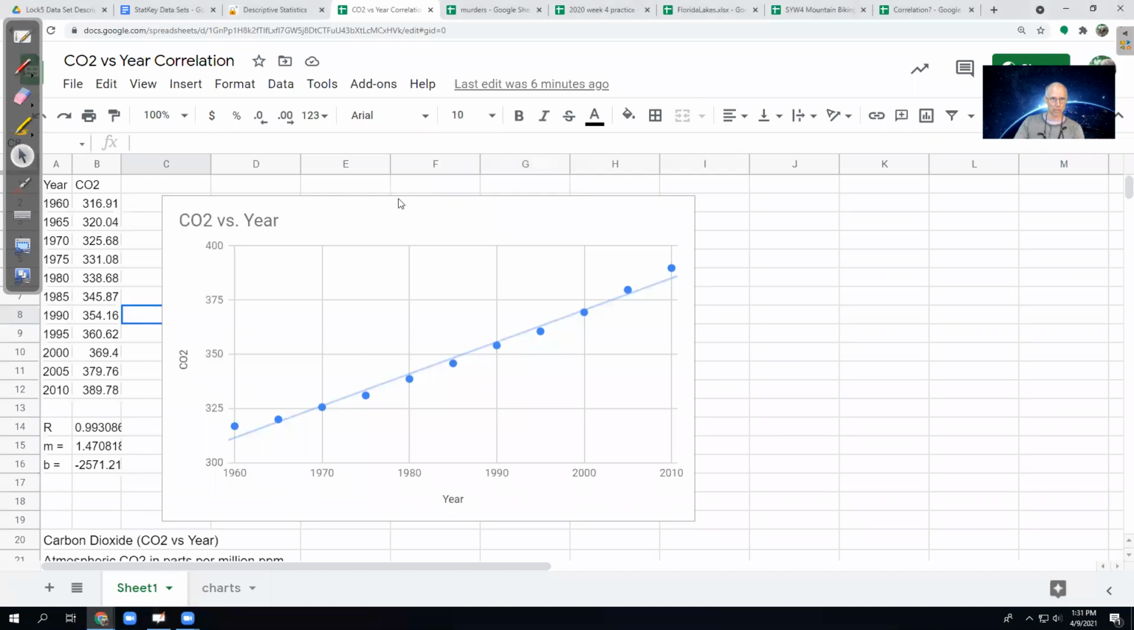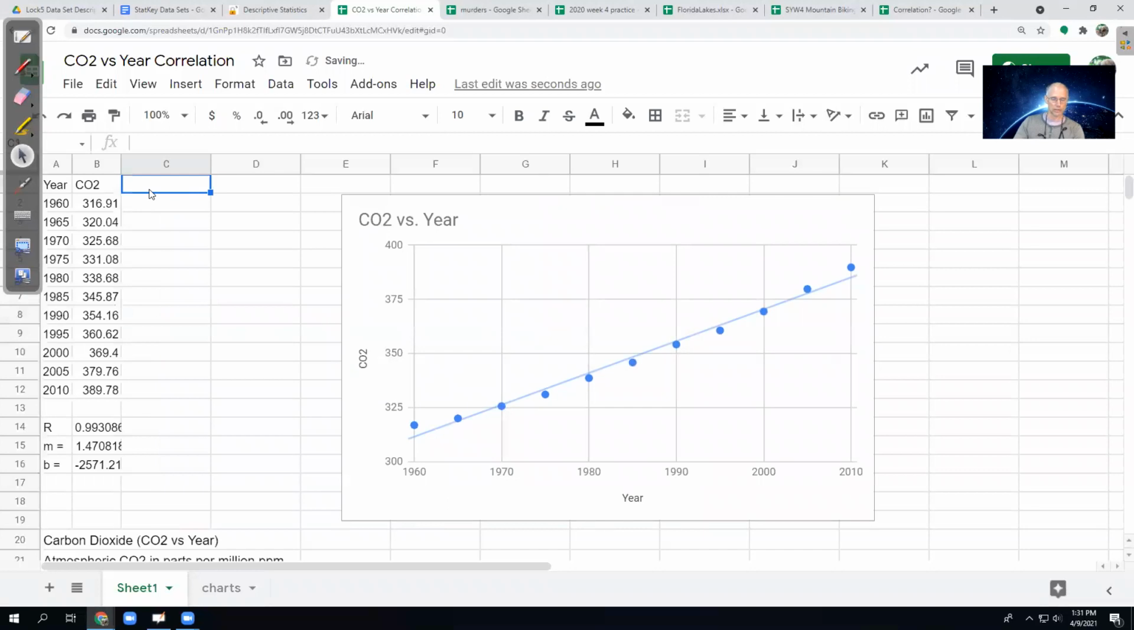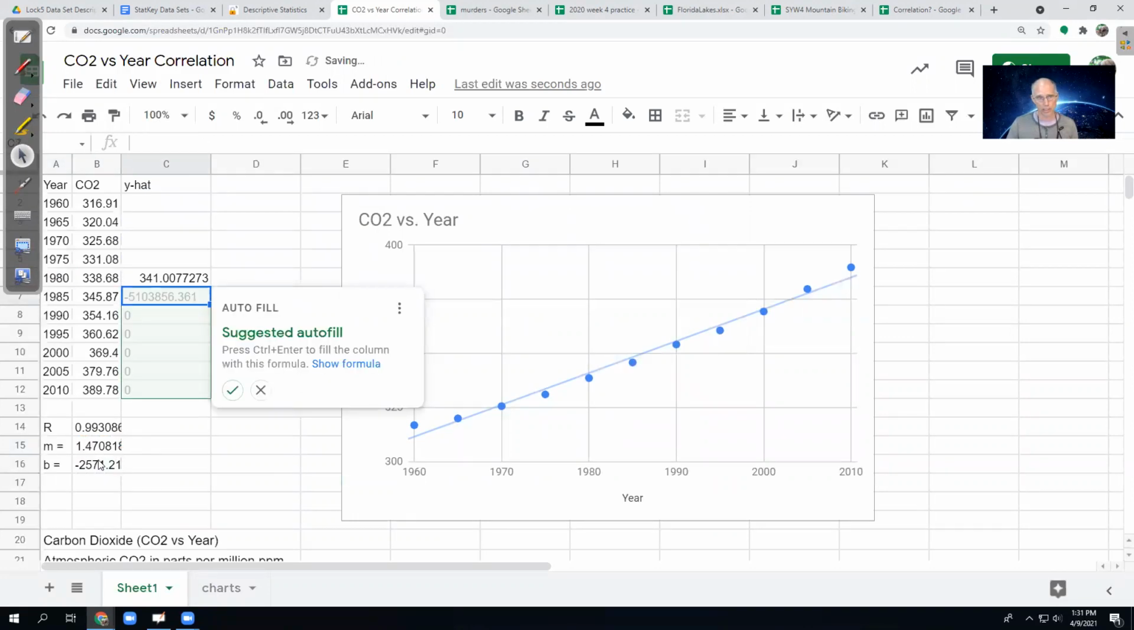So I'm going to put a new column here for y hat. And then let's go down to 1980. So what I'm going to do is use my slope and my y-intercept, plug it into the equation to calculate what the line says the CO2 would be. So equals, and my slope is right here. So let me just click on it, times 1980, click on it, plus the y-intercept. We need that y-intercept to adjust. And I don't want to autofill, please. Okay, so this says, according to the equation, there should be about 341 parts per million CO2 in the atmosphere.